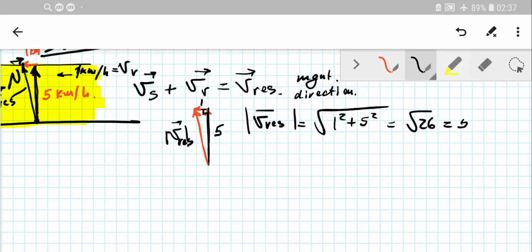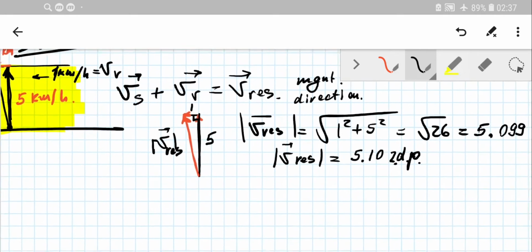Okay, it's going to be 5.099, or simply to 2 decimal places, the magnitude of the resultant vector is going to be 5.10 to 2 dp. Okay, so that's the value.